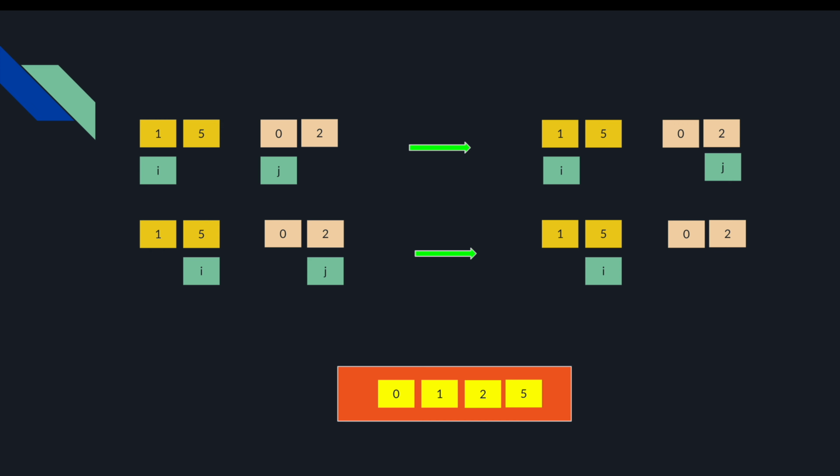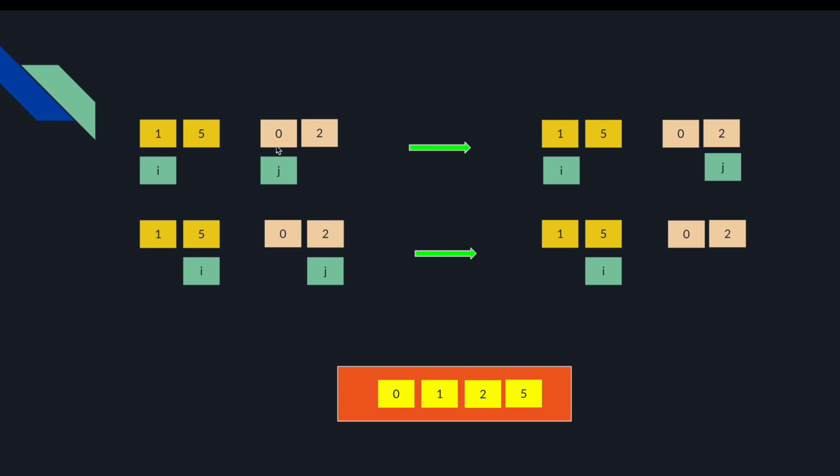I will create two pointers here. The first one is i and the second one is j. i will be pointing to the 0th index of array 1 and j will be pointing to the 0th index of array 2. Now we will compare 1 with 0. We know 0 is the smallest one, right? So we will push 0 into our output array, and here you can see 0 is entered into the output array.